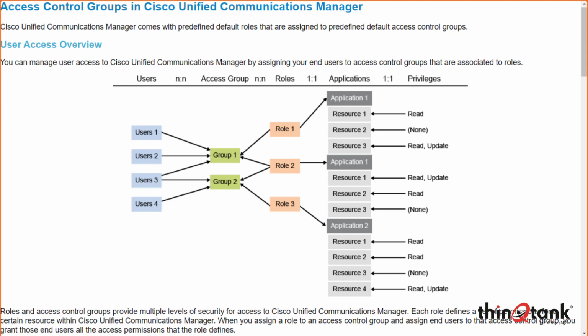Junior level administrators might have read-only privileges to different configuration pages, whereas you might have other administrators that might have access. Maybe you have an administrator whose sole function is to add phones and add end devices, but they can't manage gateways, they can't manage the dial plan, and so on.